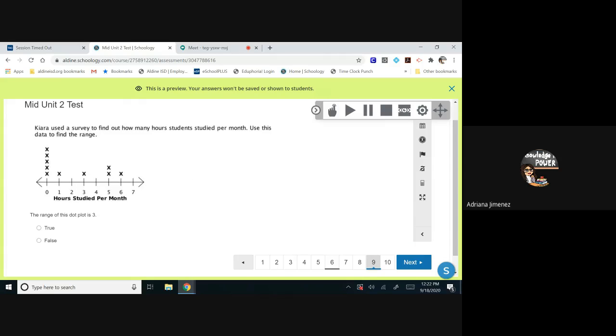All right, number 9, the range on the dot plot is 3. That means we do the highest minus the lowest.